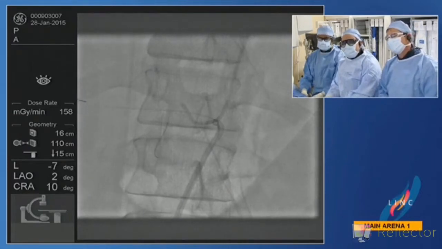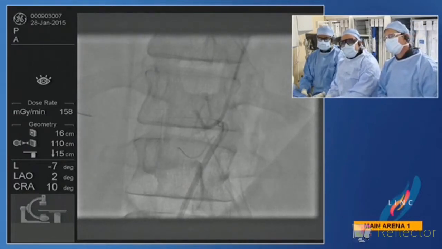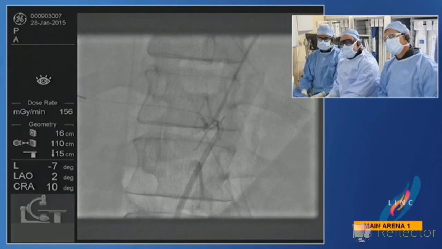That's a nice turn. There we go. I've got the micro advanced now. That's it.